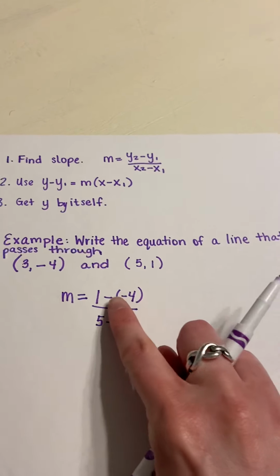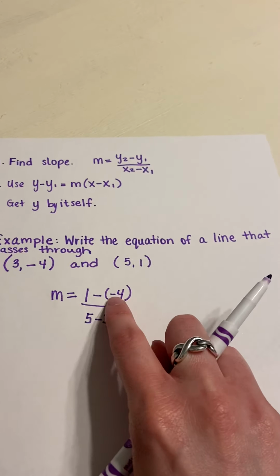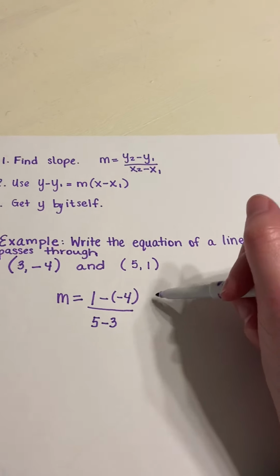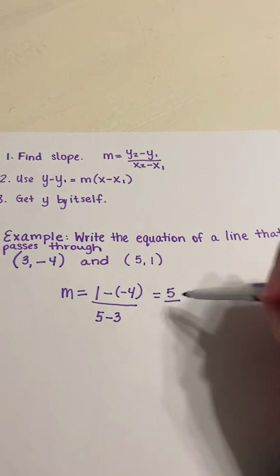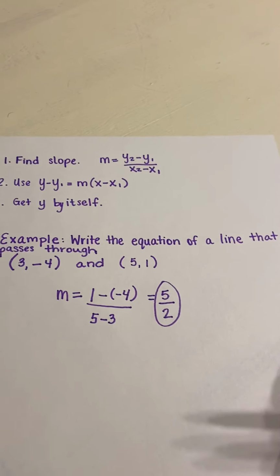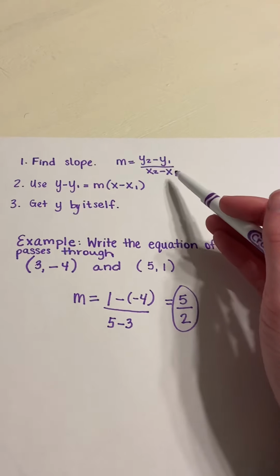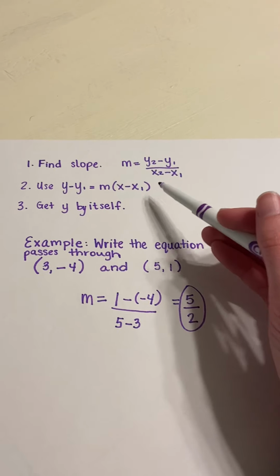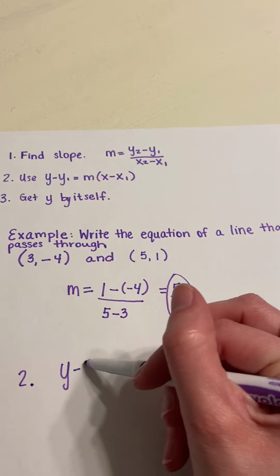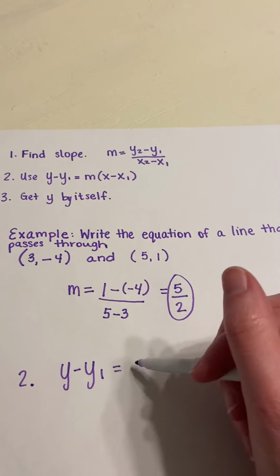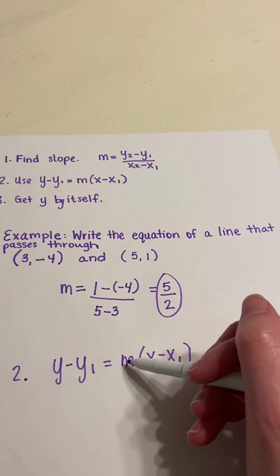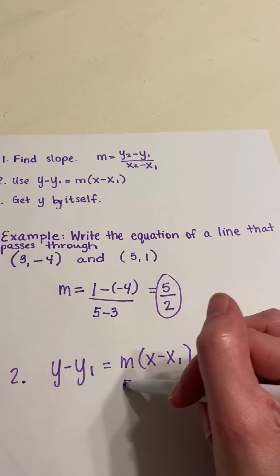Clean it up. Anytime you have a double negative, that ends up being addition. So 1 plus 4 is 5. And then 5 minus 3 is 2. That's our slope. Okay, that's all from the first step of finding slope. Second step, use y minus y1 equals m times x minus x1. We have the slope, which is 5 over 2.